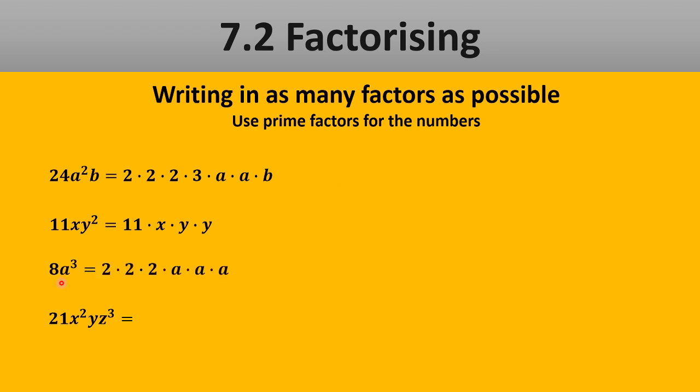If you do this correctly, you will find 2 times 2 times 2 times a times a times a, right? Because 2 is a prime number and a to the power of 3 just means a 3 times itself. And we can make this as difficult as we want, right? We can use 21x squared yz to the power of 3. Start with the number, which is 3 times 7. And then write times x times x times y times z times z times z.